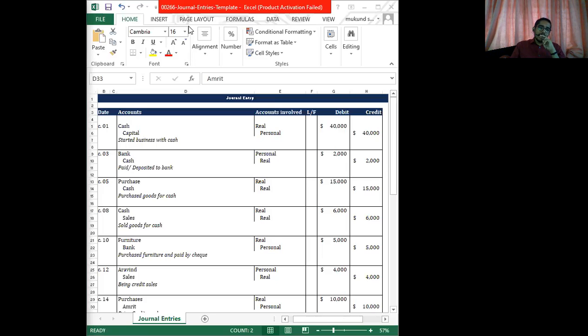Again, December 10th, purchased furniture and paid by check rupees 5,000. So you see the transaction, we are not paying the furniture money in cash. We are paying by check. That means the amount is debited through our bank, right? So the journal entry will be furniture account debtor to bank, because furniture is a real account, apply the golden rule, debit what comes in, that is furniture comes in. And bank is a personal account, so we are crediting the giver, because the bank is paying.